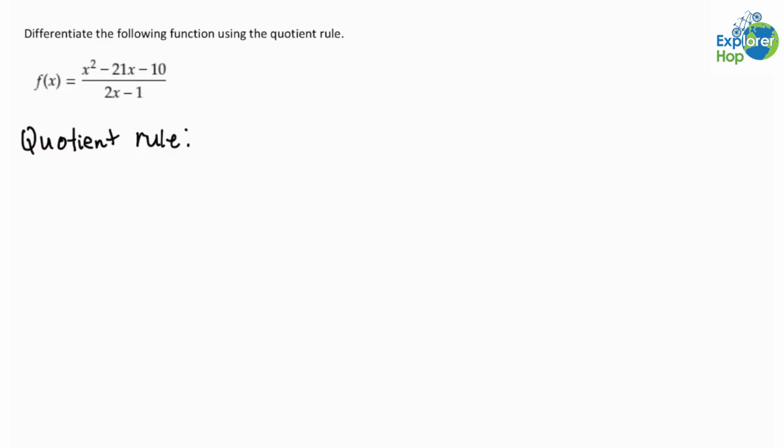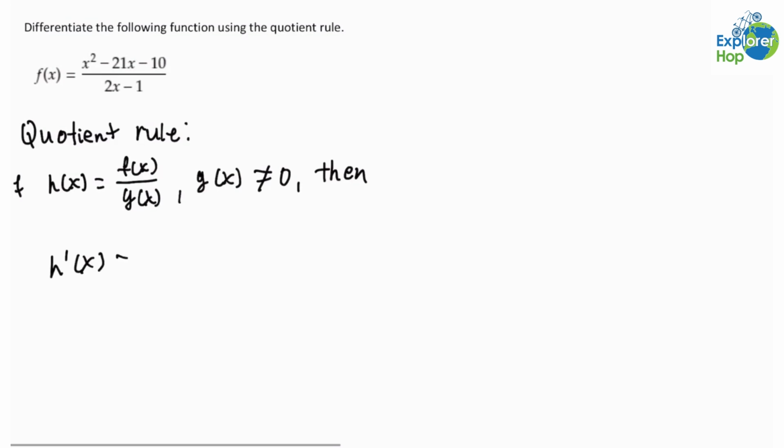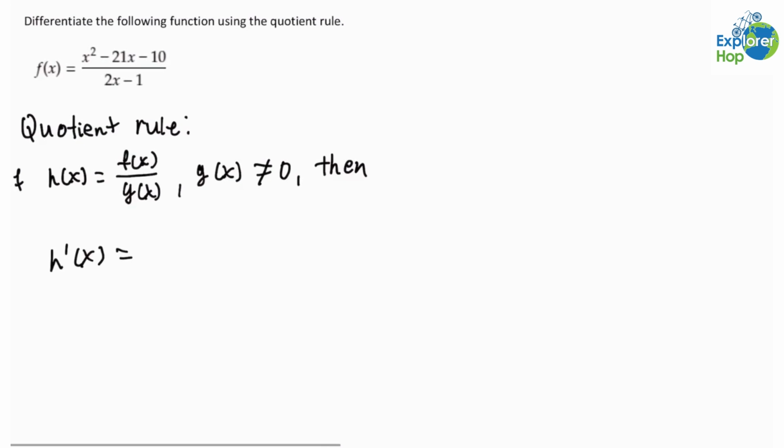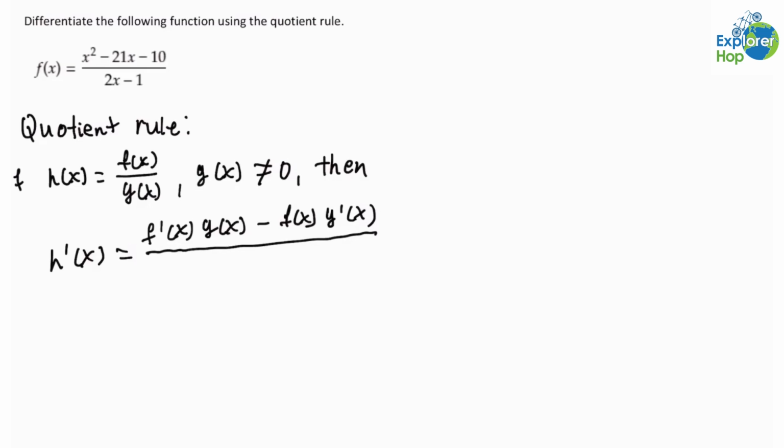If h of x is equal to f of x over g of x, where g of x is not equal to 0, then the derivative of h of x is equal to the derivative of f of x times g of x, minus f of x times the derivative of g of x, all over g of x squared.